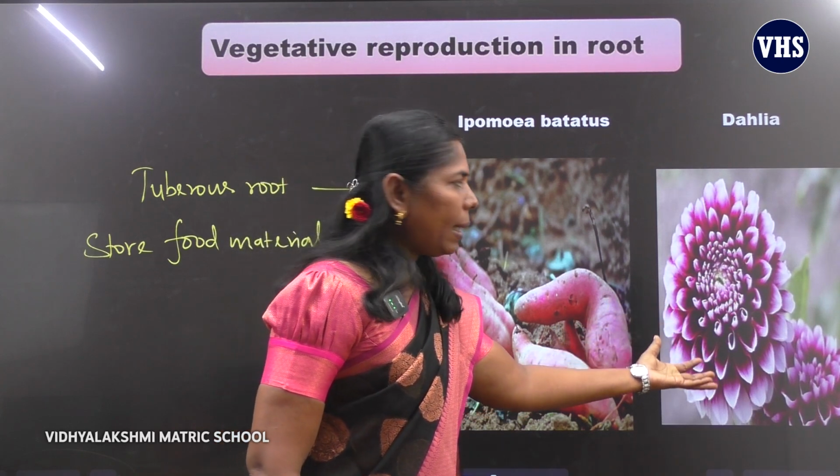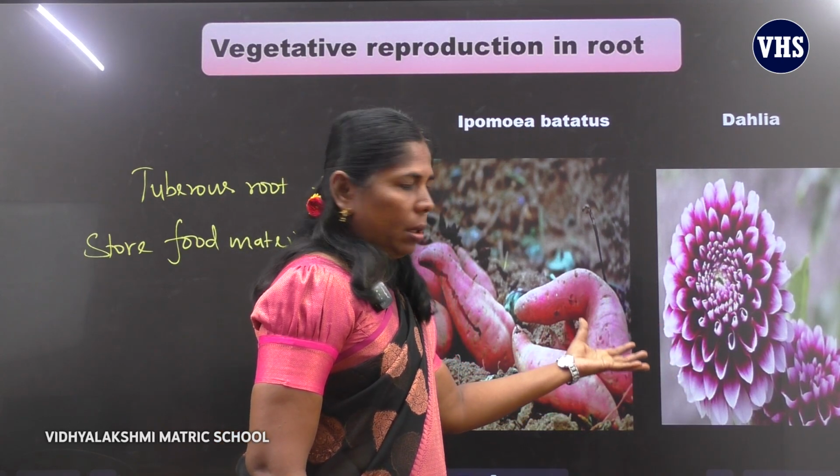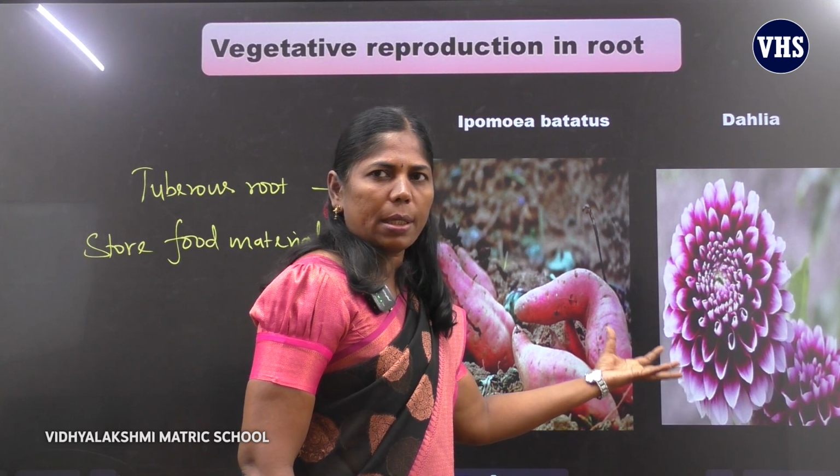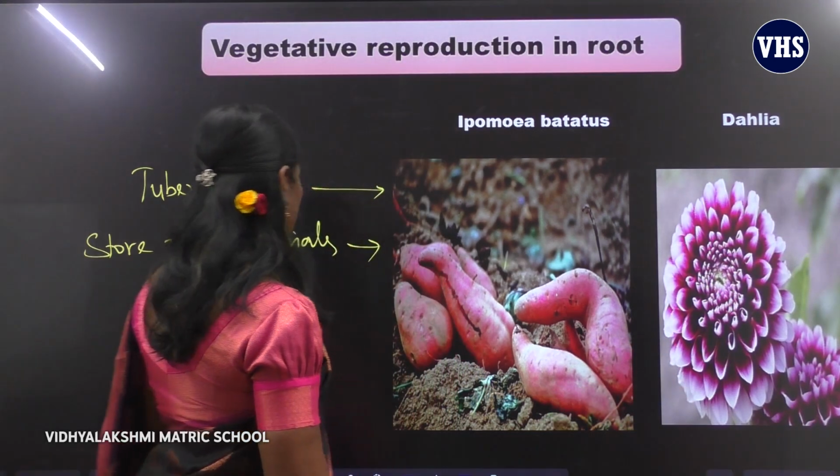So what about the dahlia? This is a flower. In the root part we can see the tubers. In the root part, what we have are tubers.